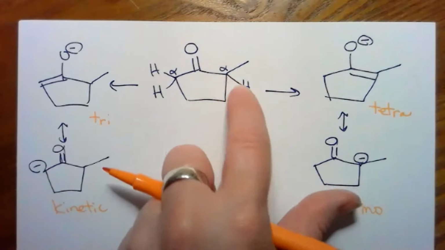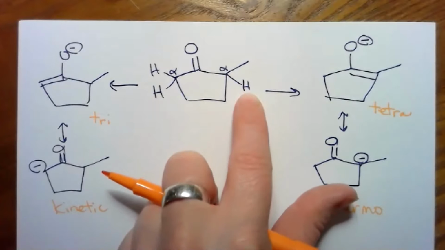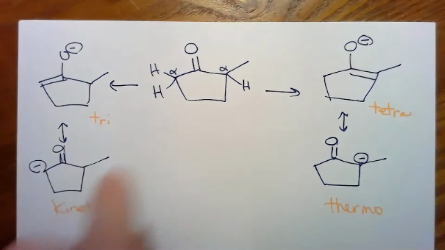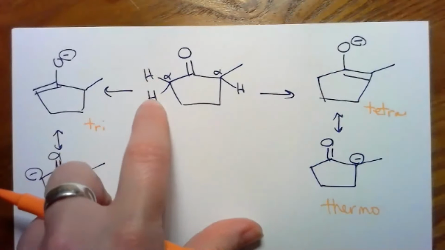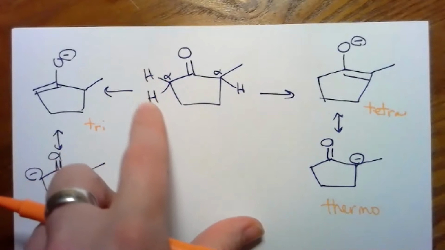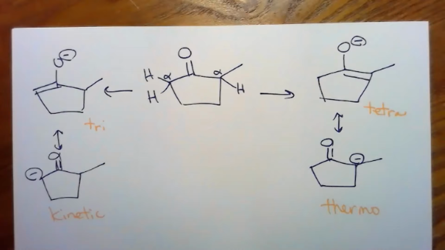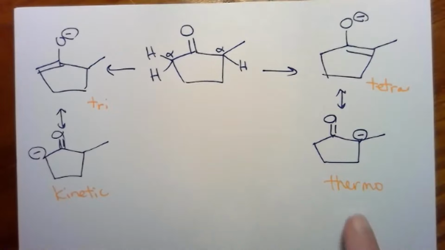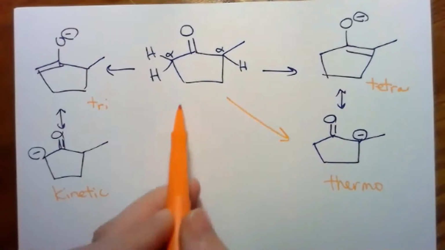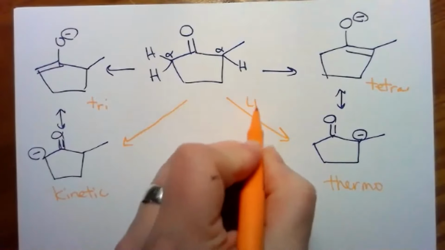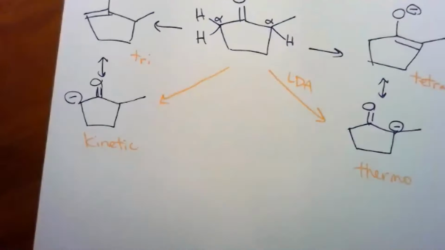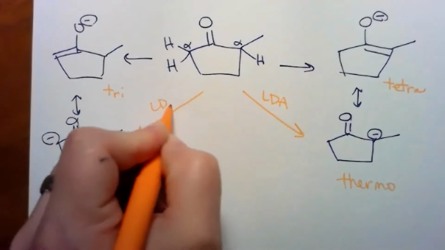Thermodynamic enolate comes from the alpha hydrogen on the carbon that has the fewest alpha hydrogens. The kinetic enolate comes from these very accessible, quickly accessible, very available, multiple alpha hydrogens side. Thermo comes from the alpha with the fewest hydrogens. Kinetic comes from the alpha with the most hydrogens. So what are the exact conditions to get the thermodynamic enolate to form or the kinetic enolate to form? Well, LDA is really great at forming enolates. It's really great at it.